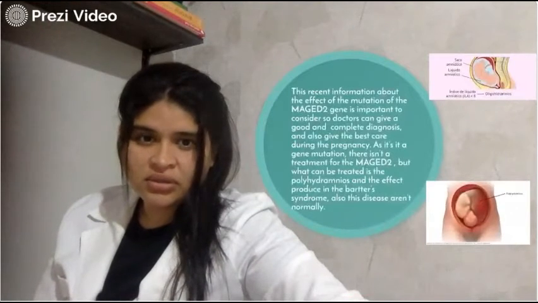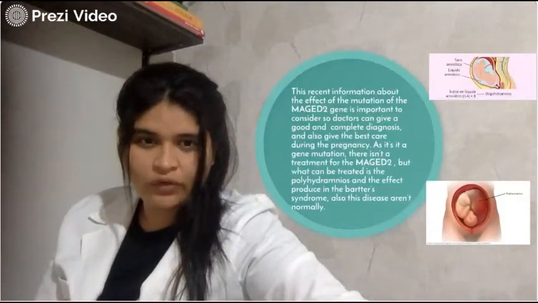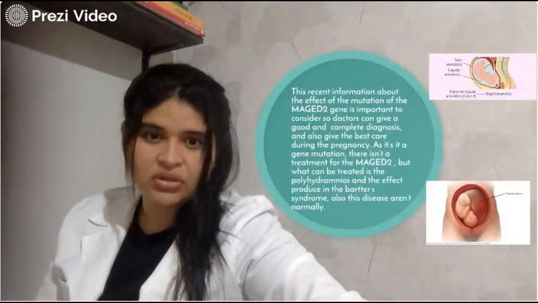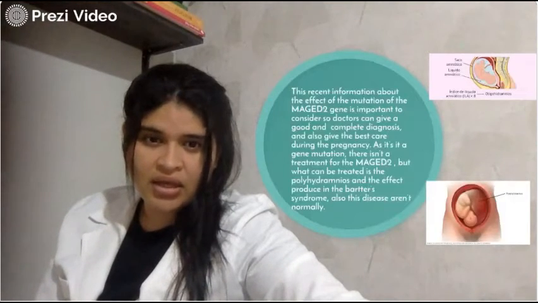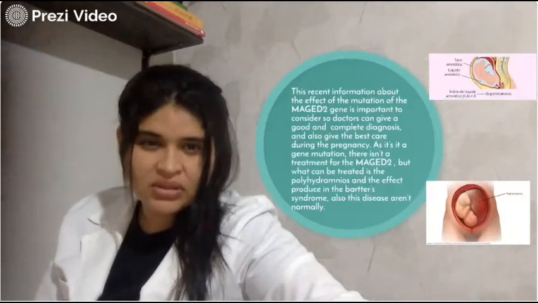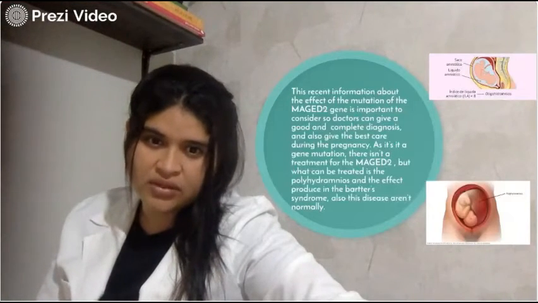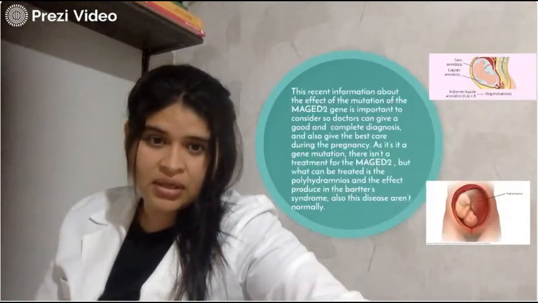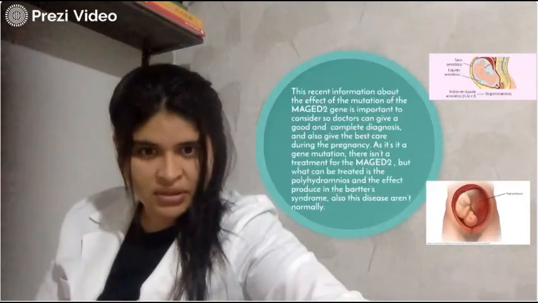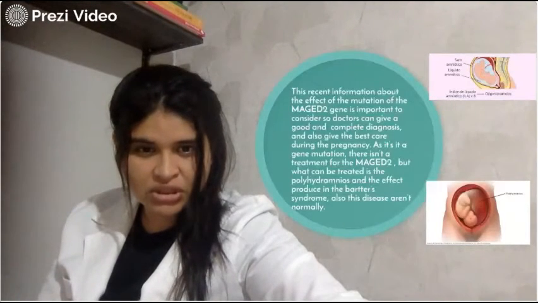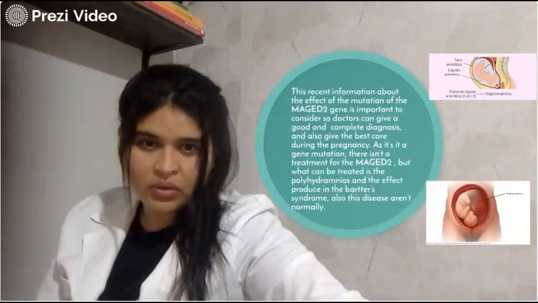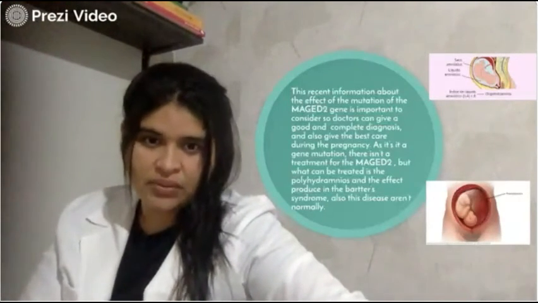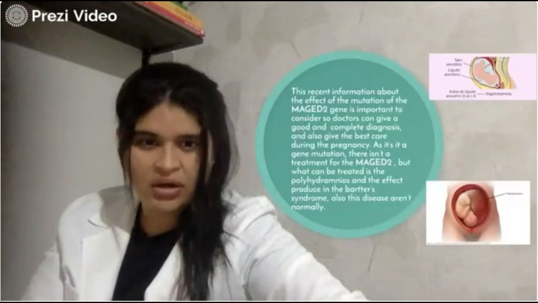Conclusion. This recent information about the effects of the mutation of the MAGED2 gene is important to consider so doctors can give a good and complete diagnosis and also give the best care during the pregnancy. As it is a gene mutation, there isn't a treatment for the MAGED2, but one can treat the polyhydramnios and the effects produced by the Bartter syndrome. Also, the diseases are transient.